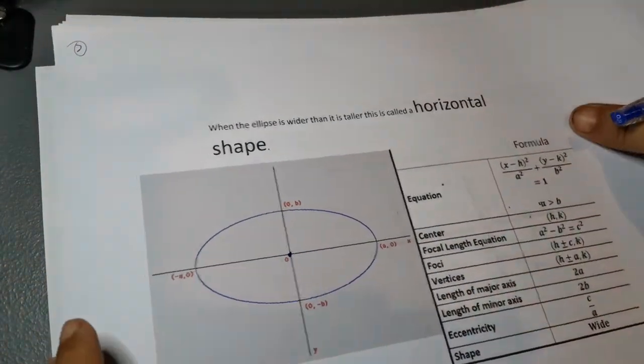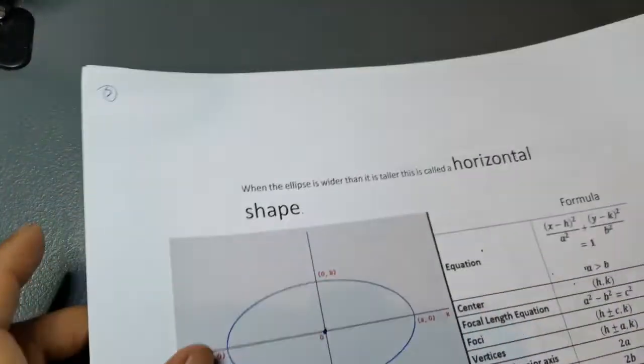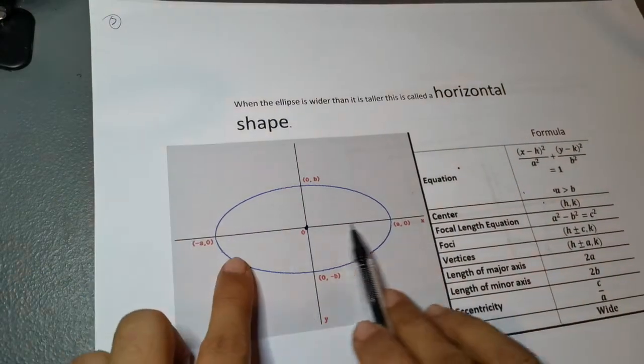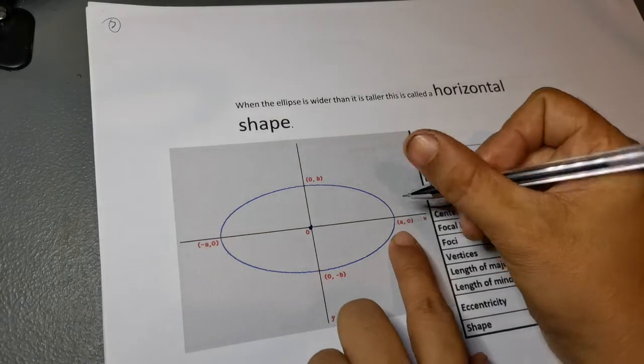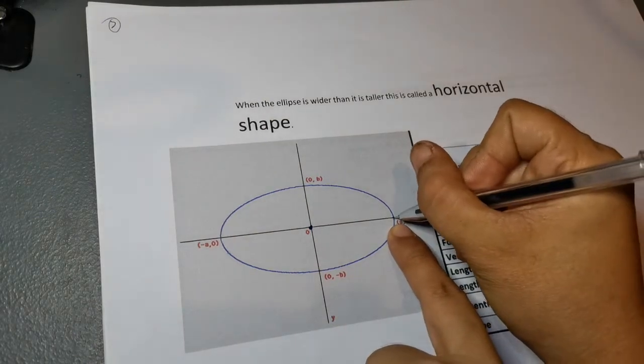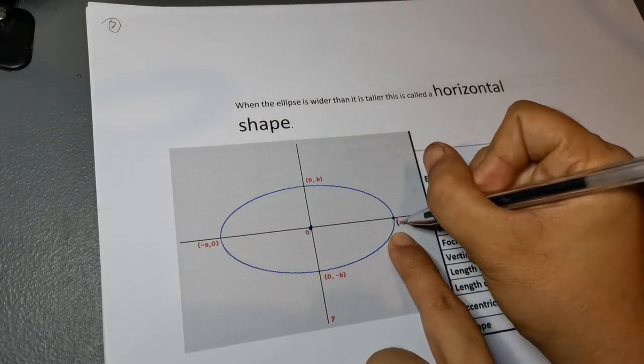Ayan. Okay. So, ito yung ating major axis. Ito yung ating minor axis. Now, take note that the coordinates of our vertices, vertex 1 ay A and 0.